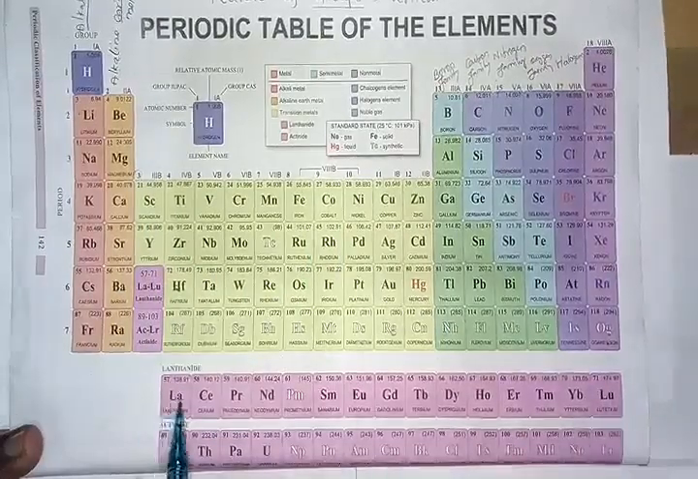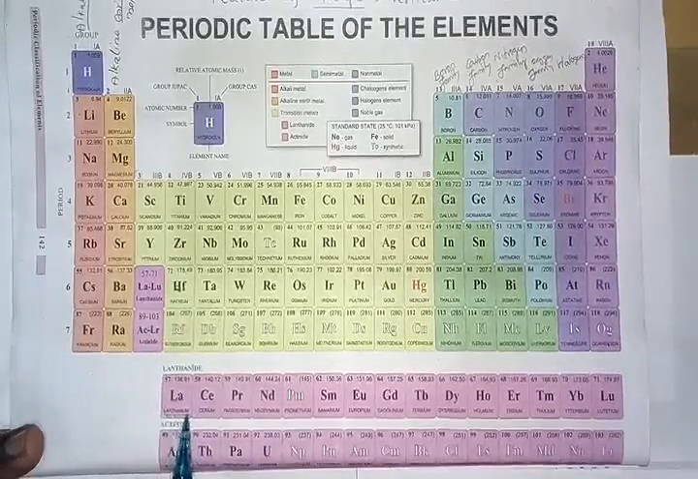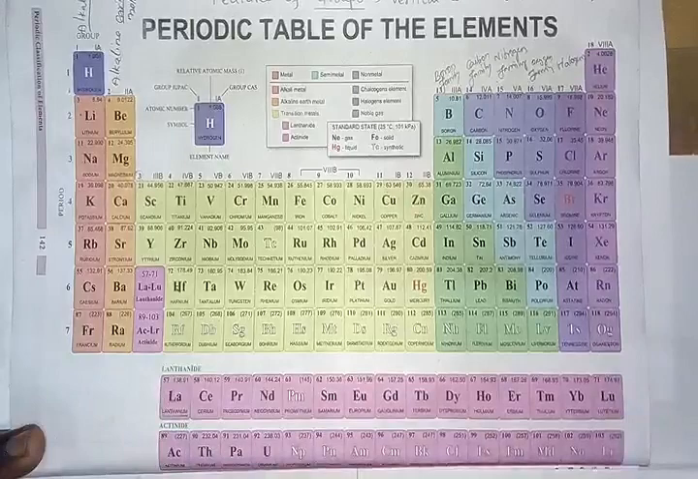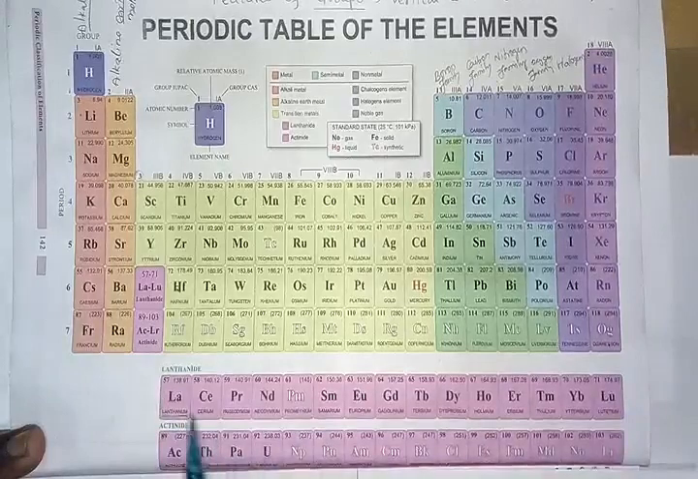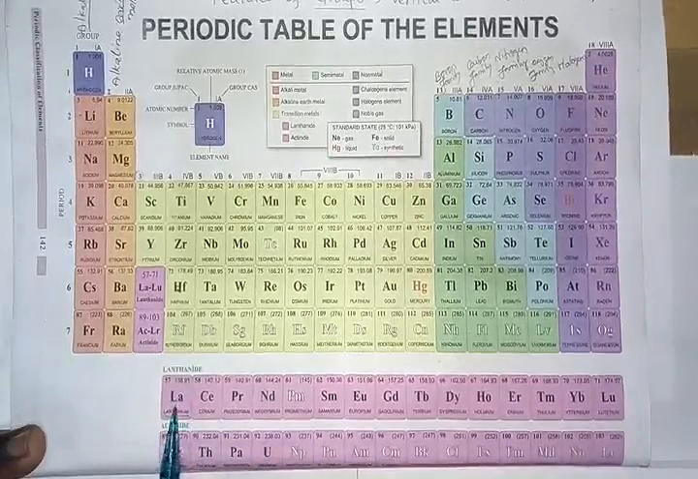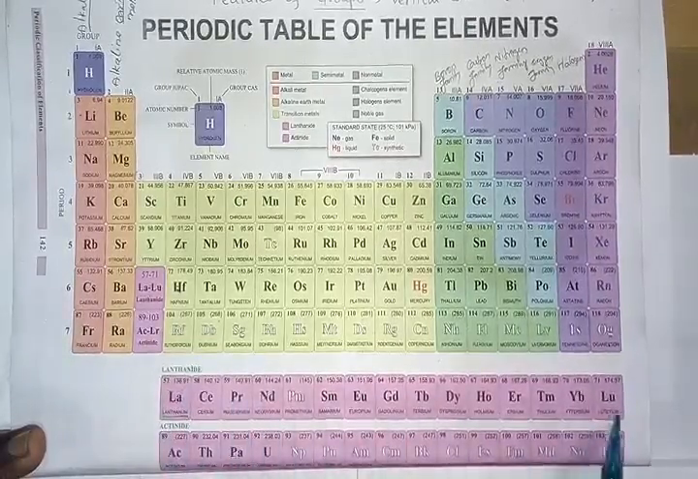Look at the first element, lanthanum. So it starts with lanthanum. That's the reason it is called lanthanides. Otherwise we call them lanthanoids. Both are the same. So the first element of this is lanthanum. So this is why it's called lanthanides or lanthanoids.